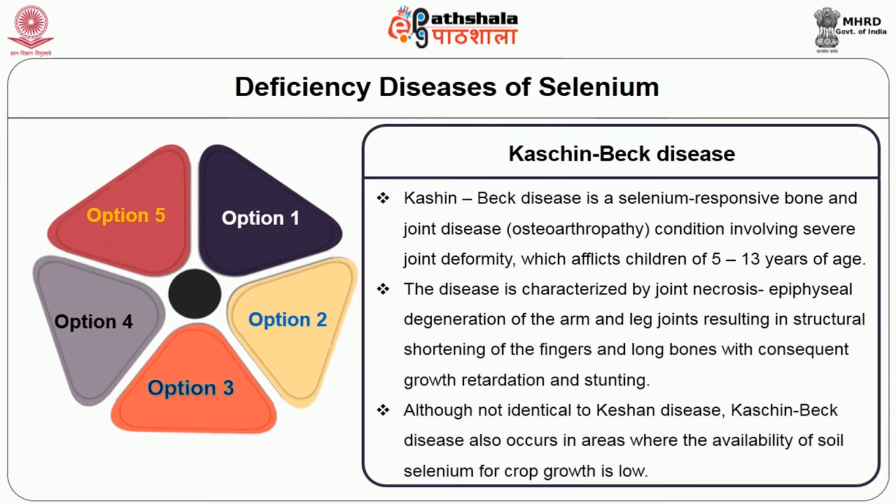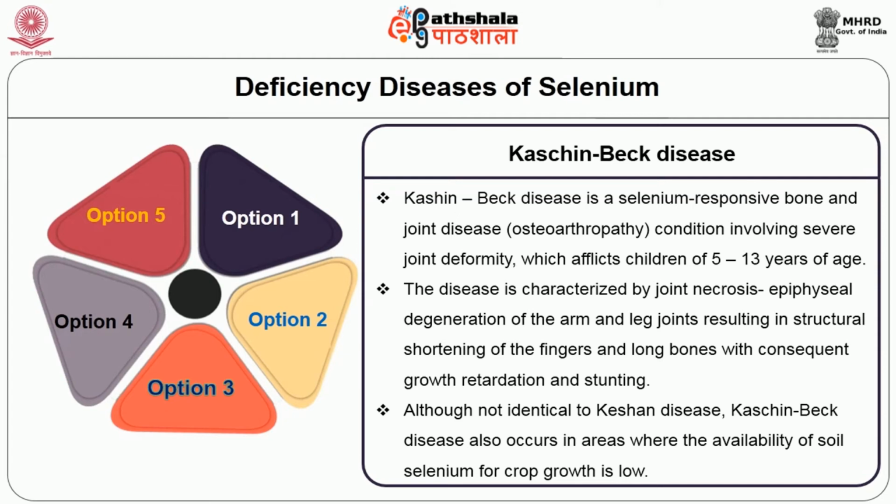Kashin-Beck disease is a selenium responsive bone and joint disease condition involving severe joint deformity which affects children between 5 to 13 years of age. The disease is characterized by joint necrosis, epiphyseal degeneration of the arm and leg joints, resulting in structural shortening of the fingers and long bones with consequent growth retardation and stunting.